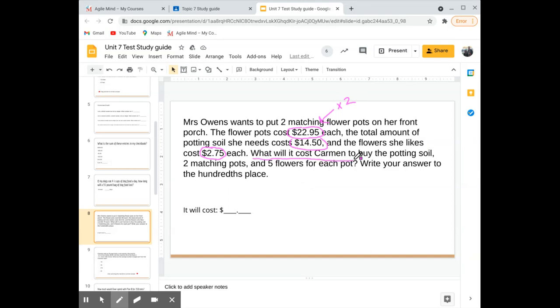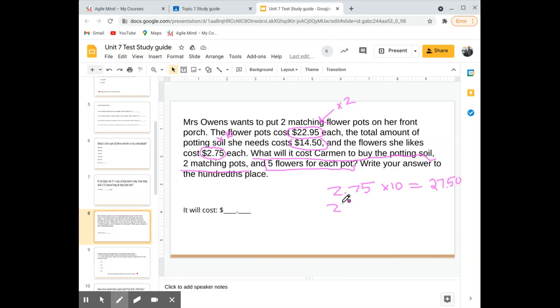Well, yes, if we didn't read this. It says, what will it cost Miss Owens to buy the potting soil, 2 matching pots, and 5 flowers for each pot. So we need to take this and multiply it by how much? 10. Great. How'd you come up with 10? Because she is buying 2 flower pots and she wants to put 5 in each. Great. All right, so we got 275 times 10, which would be how much? Don't we just move that decimal one place to the right? What would that be? $27.50. Good.